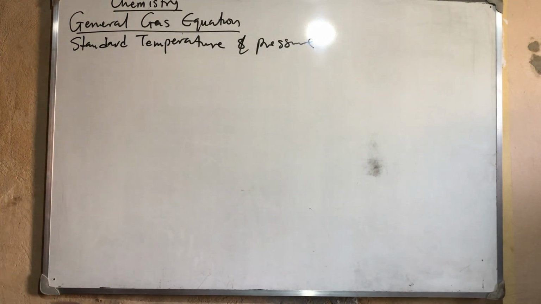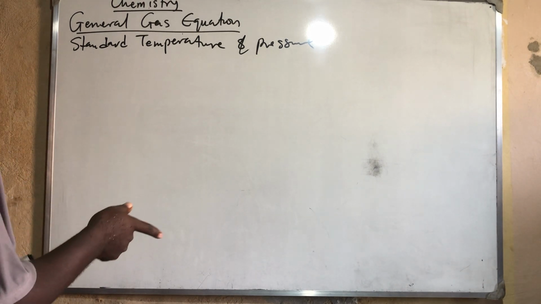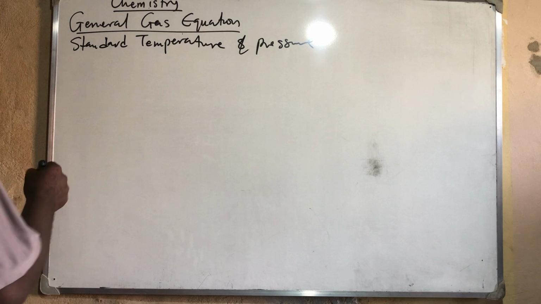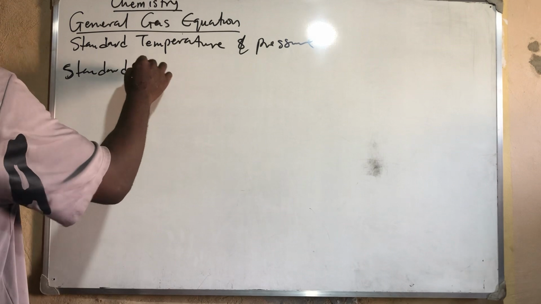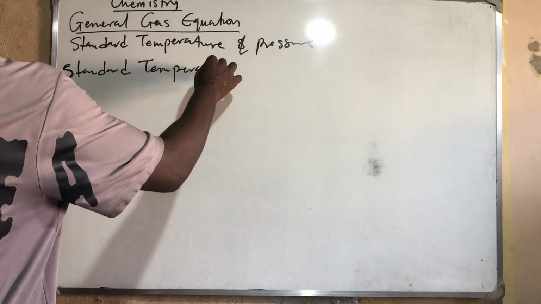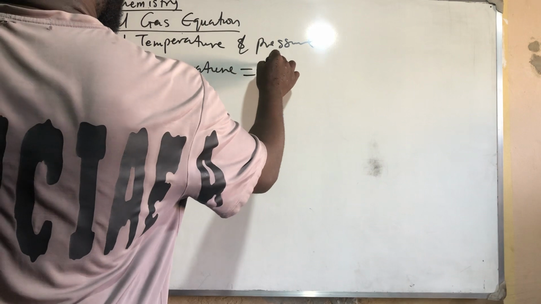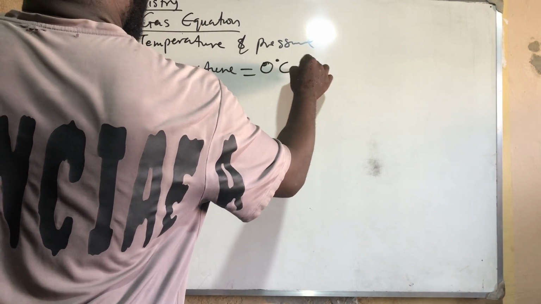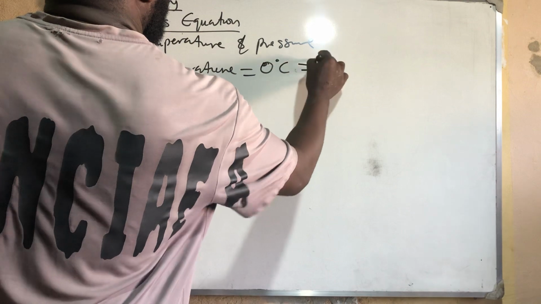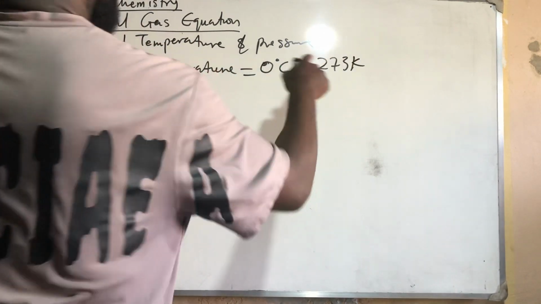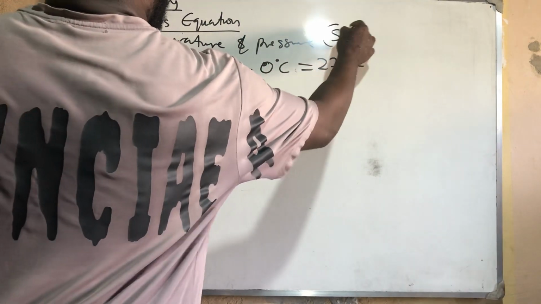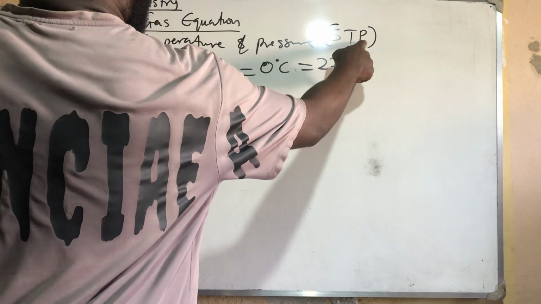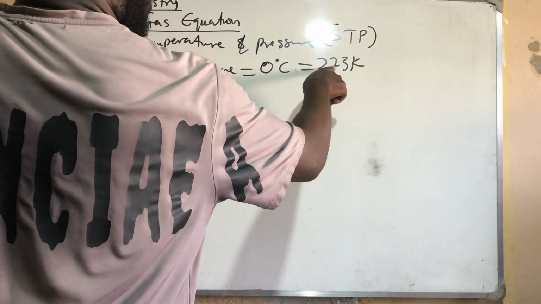First of all, standard temperature. Standard temperature is simply 0 degrees Celsius or 273 Kelvin. You need to know that the standard temperature is equal to temperature in 0 degrees Celsius or temperature in 273 Kelvin. But 273 Kelvin is the one we normally use for calculation. So this is STP. Anytime you hear STP, it means standard temperature and pressure. So standard temperature is this one, which means you use this one.